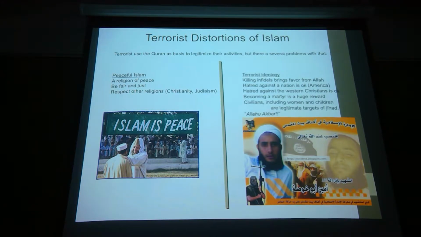Okay, civilians, including women and children, are legitimate targets for jihad. Terrorists are saying that there's no such thing as fair war. Jihad is total war. You've heard the term jihad before, right? Even the word jihad has been corrupted, and we'll talk about that. So Allahu Akbar, God is great: the idea that I'm doing this, whatever act it is, for God and His glory. That's the idea that the terrorist will say.